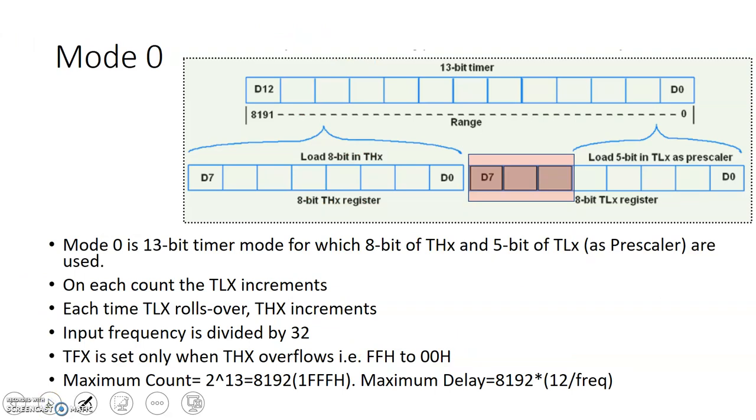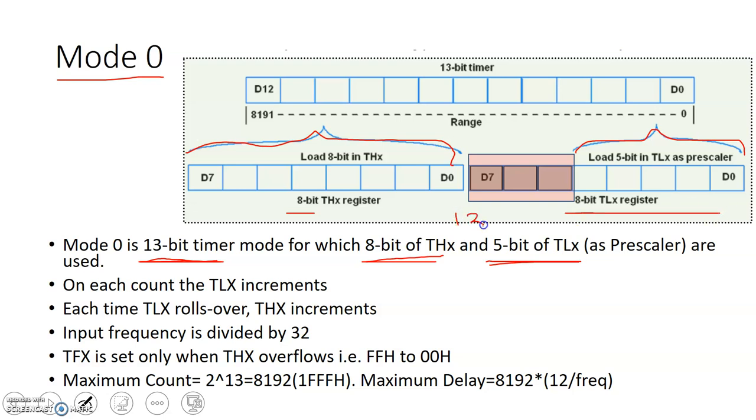So let's proceed. Now I was talking about the 4 modes in the timer. So we have mode 0, mode 1, mode 2, and mode 3. We will look into each of these modes. Mode 0 is basically a 13-bit timer. It could be a 13-bit timer or a 13-bit counter, wherein the entire 8 bits of THX and the lower 5 bits of TLX are used, and the total is 8 plus 5, which gives you 13 bits.